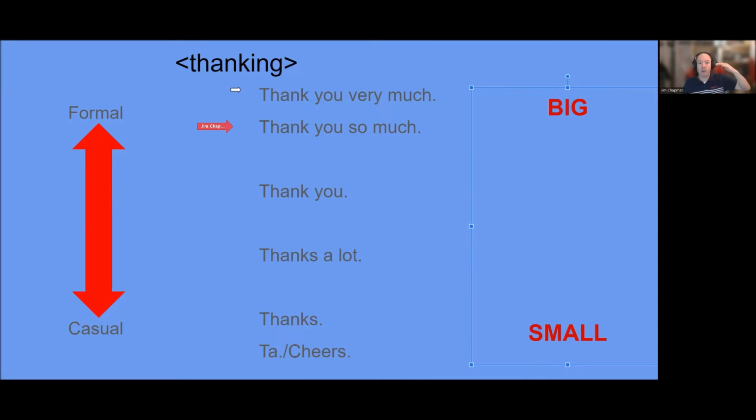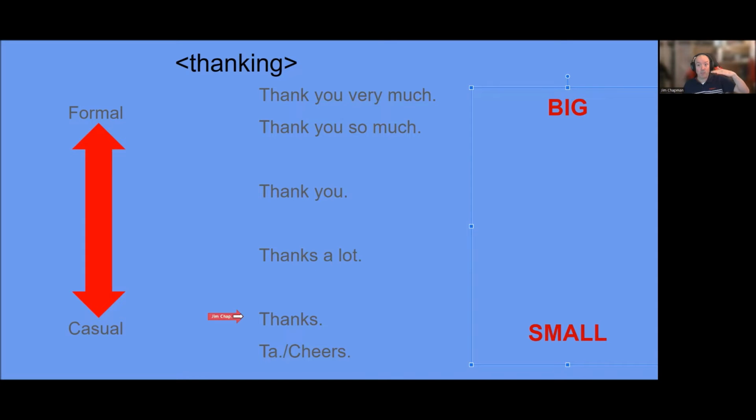So think about a very big thank you, formal thank you, maybe your supervisor at work. At the bottom, maybe your friends and you're drinking beer at the bar. You can use different levels of thank you. So if I have a big thank you, I might say thank you very much. If I have a little bit down, not as big, I might say thank you. And then I might say thanks a lot. It's kind of middle and it's safe. And then if I take the a lot away, it's just thanks.